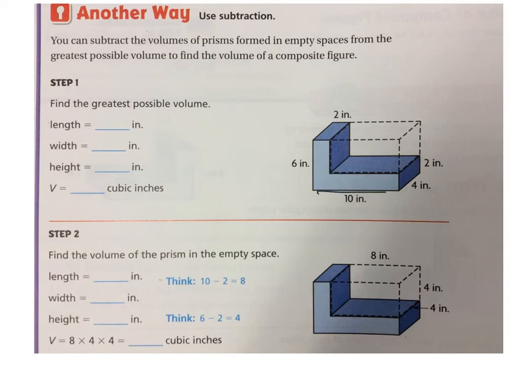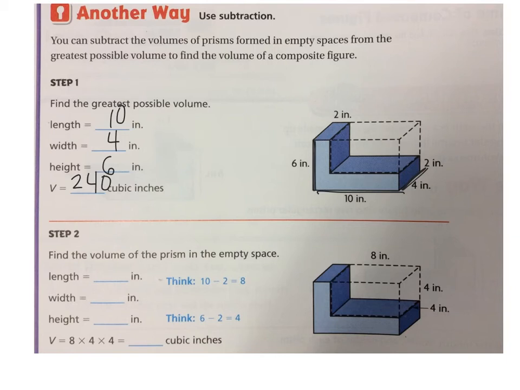What's the longest length it could have? 10 inches. What's the longest width it could have? 4 inches. And what's the longest height it could have if nothing was cut out? Okay. So what's the largest possible volume that would be possible with these measurements? 10 times 4 times 6 is, Claire? 240 cubic inches. But is that rectangular prism 240 cubic inches? No, because it has a big chunk cut out of it.